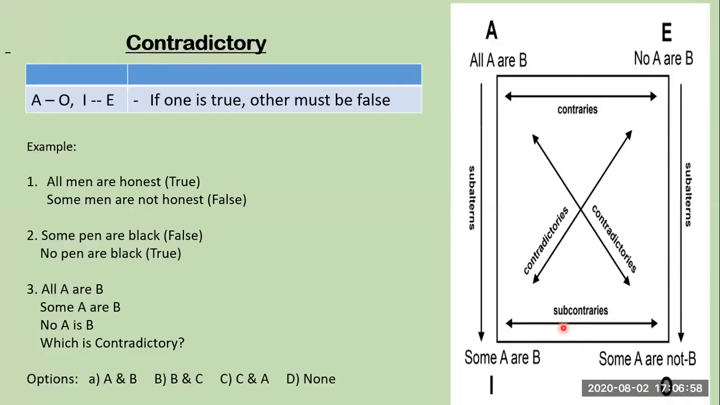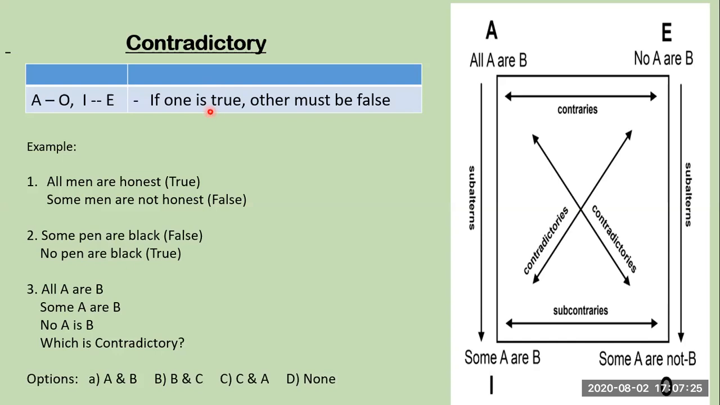Please listen, very important from your exam perspective. As I already told, contradictory is nothing but the X form. The X form is A to O, and again E to I. You can see your same pair is A to O and I to E. The condition is if one is true, the other must be false. You'll get a question in the exam like this. If one is true, the other must be wrong.